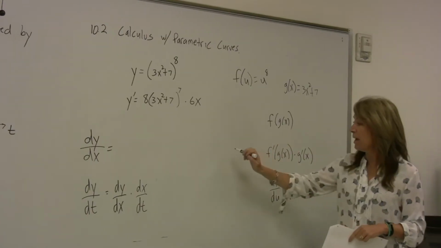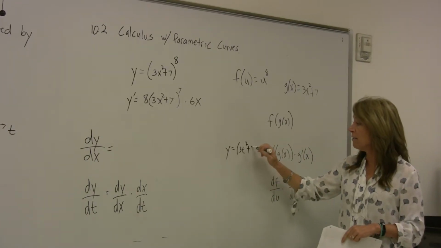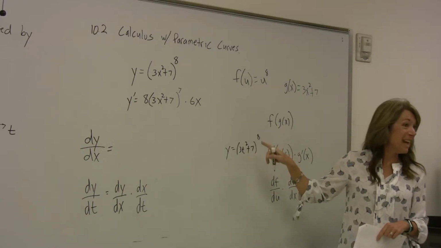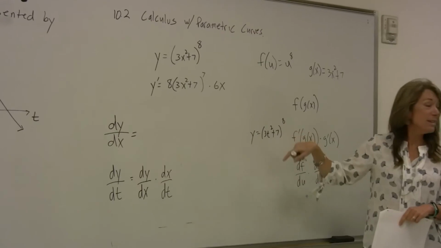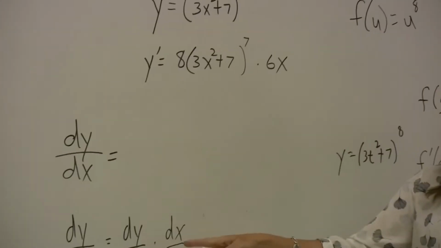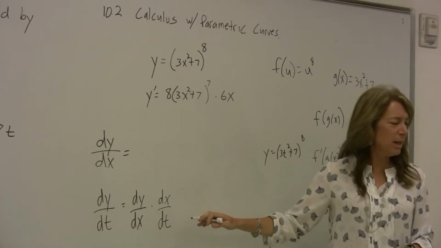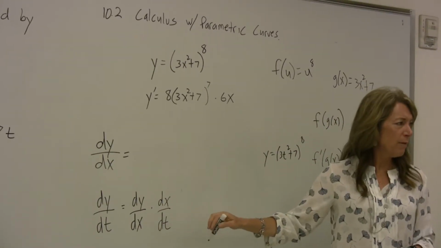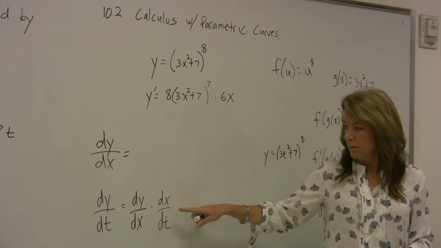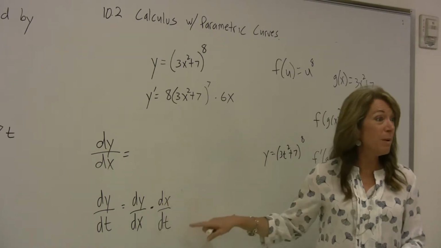For example, if I made this y equals 3t squared plus 7, the outside function would be like x to the 8, and the inside function would have the t's. Solve this for dy dx though. If I solve this expression for dy dx, what would I have to do? Dy over dt minus dx. Ooh, not minus, because it's times. You're close though, divide. I'd have to divide by this, right?